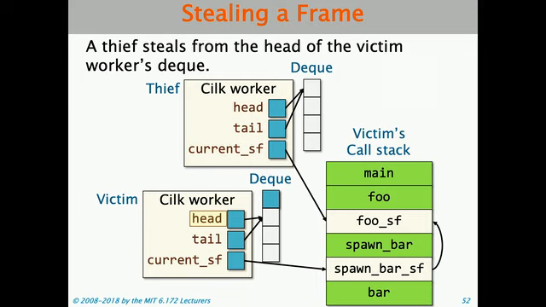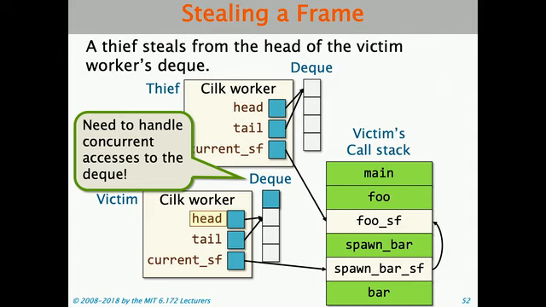That makes sense? Cool. Now, the victim and the thief are on different processors. And this scenario involves shuffling a lot of pointers around. So if we think about this process, there needs to be some way to handle the concurrent accesses that are going to occur on the head of the deck.